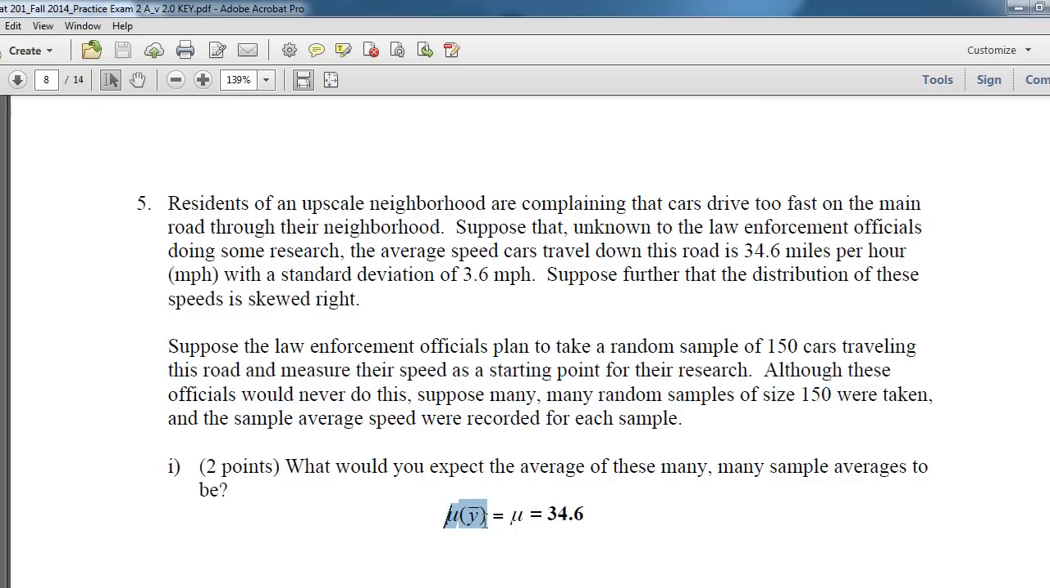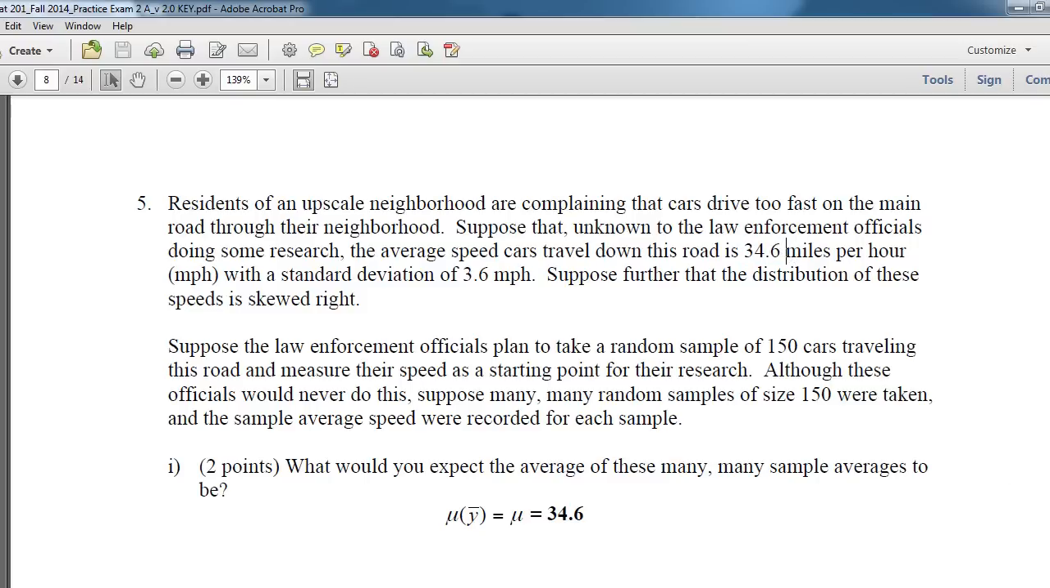So the mean of that sampling distribution for y would be just the mean we expect for a single car. Now think about this. If I tell you one guy is 5'11", what would you expect the average height of 150 guys to be? I expect the average of 150 guys to be whatever the average of one guy is. So once again, the mean of the sampling distribution of y bar is equal to the mean for a single observation, 34.6.